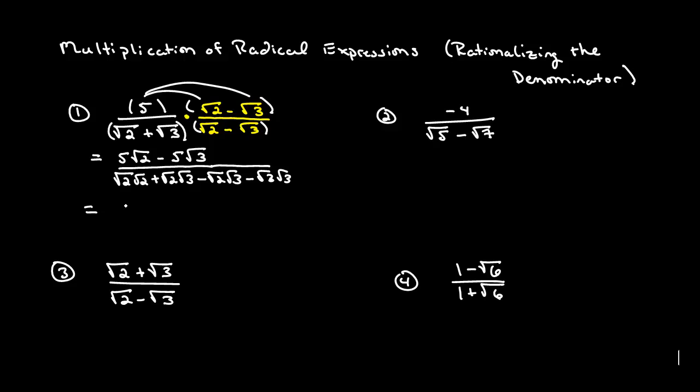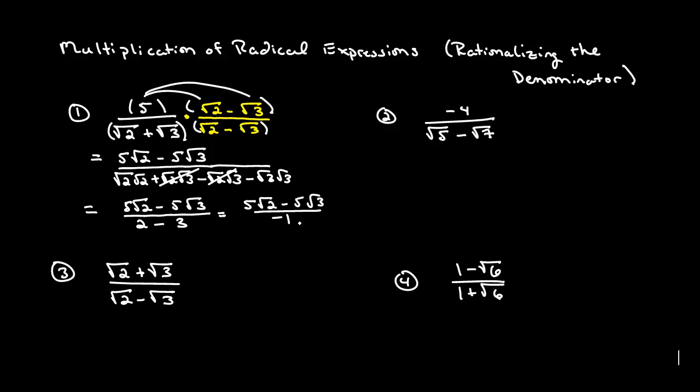So the numerator, now there's not a whole lot we can do with that right now. But the denominator, what you'll notice here is that the middle terms cancel out, and I've got square root of 2 times square root of 2, which is 2. Again, these guys are gone. And minus square root of 3 times square root of 3, which is just 3. So that gives me 5 root 2 minus 5 root 3 over negative 1.